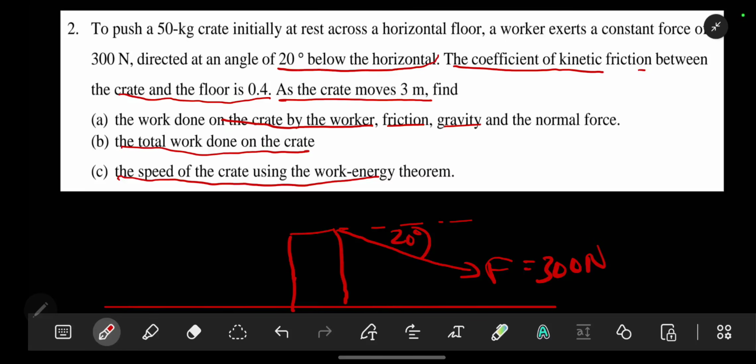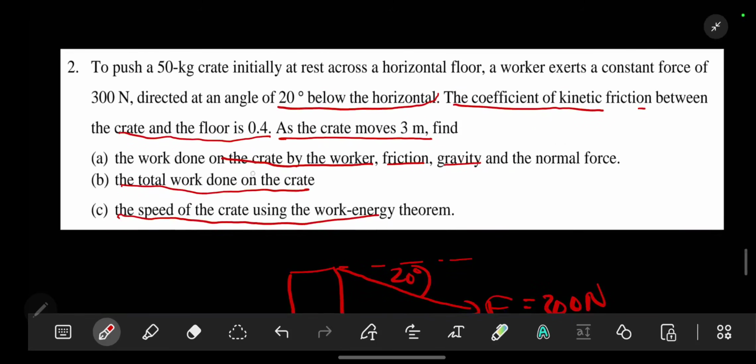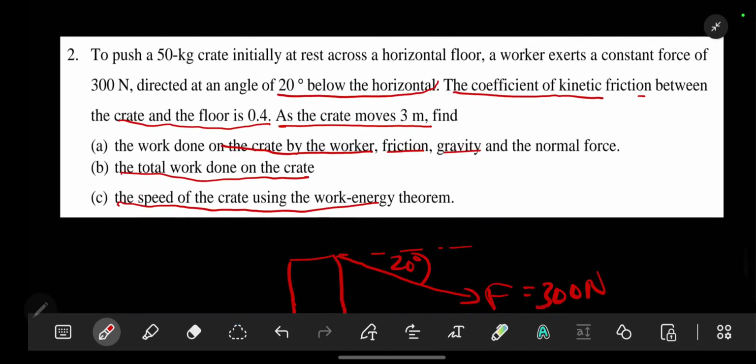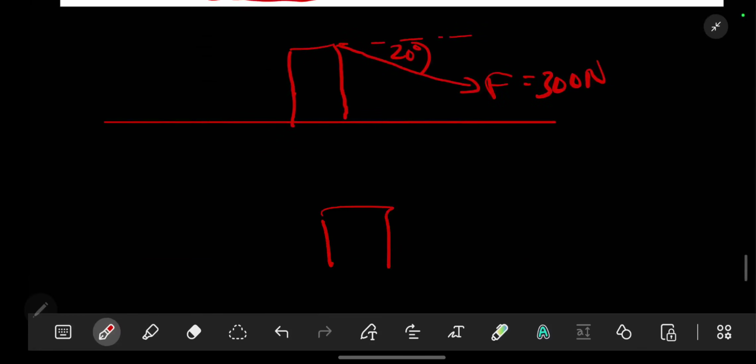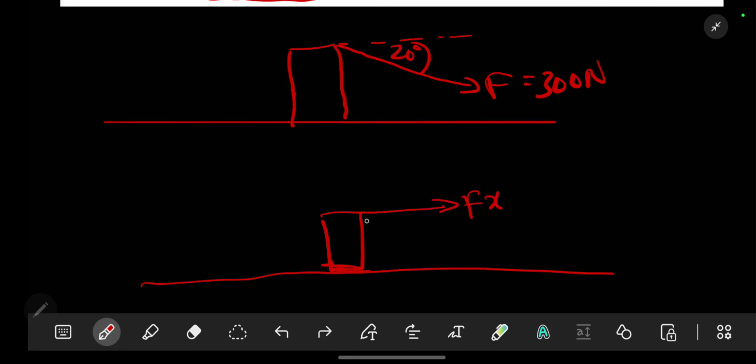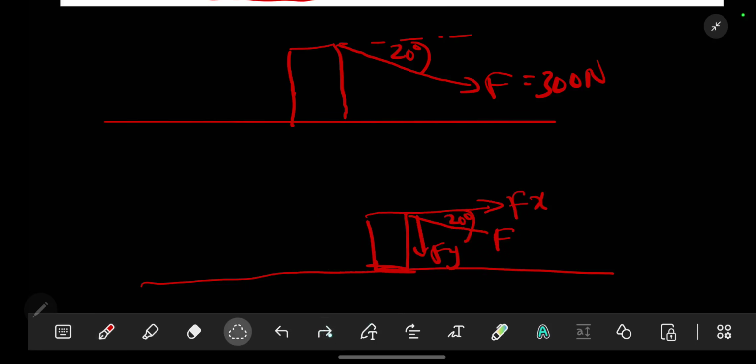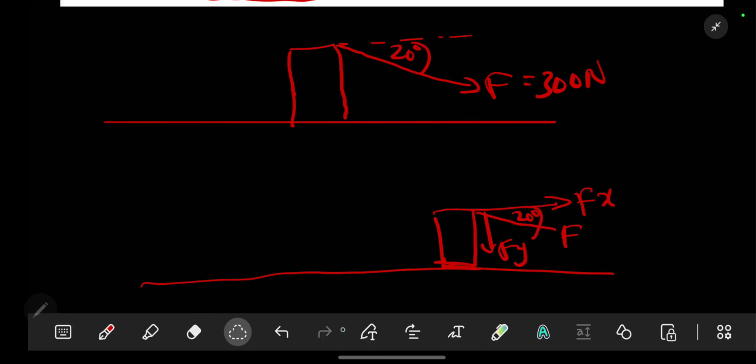So firstly, to calculate the work done by the worker, we are using the same principle. Remember, this crate is moving in the x direction, and this force is directed at an angle like that. So this is where the 20 is. So the x is that one. Now the y won't be going up because the angle is below, so it will be fy like that. Now as we can see, despite all this, the crate is only moving purely in the x-axis. So therefore the work is done in the x-axis.